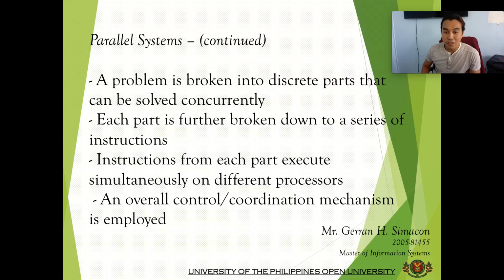Each part is further broken down into a series of instructions. Instructions from each part execute simultaneously on different processors. An overall control or coordination mechanism is employed. So virtually all stand-alone computers today are parallel from a hardware perspective.